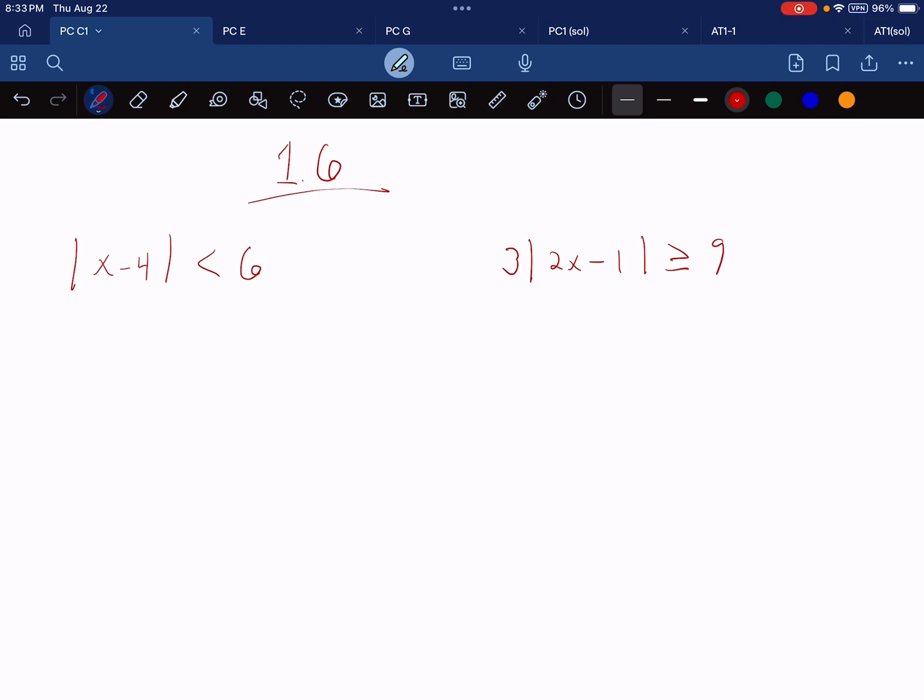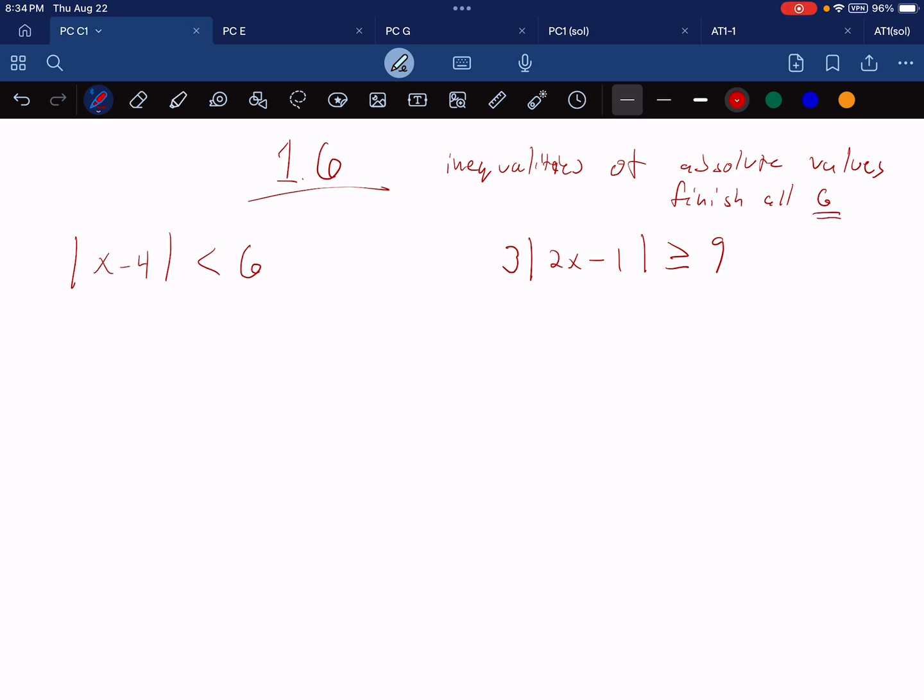We're going to do an introduction into 1.6, which is inequalities of absolute values. So we're going to solve inequalities of absolute values. You're going to finish all 6 problems from that section. This should be pretty easy for you to do. I have a couple examples here.